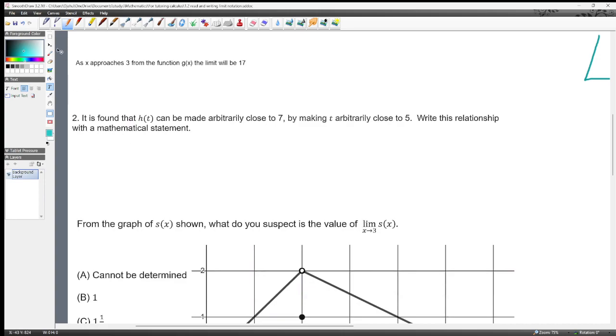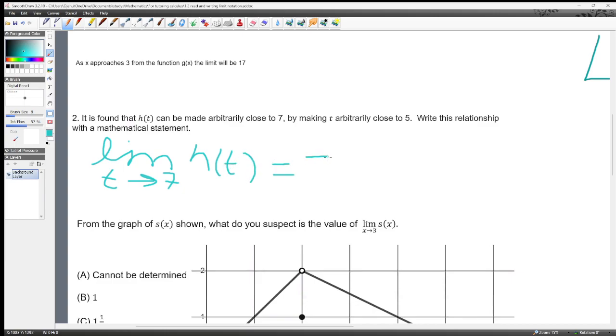Lim, as t approaches 5, of the function h of t equals 7.